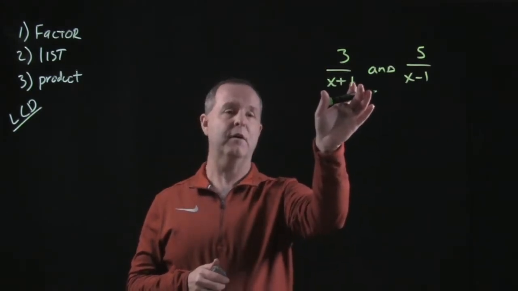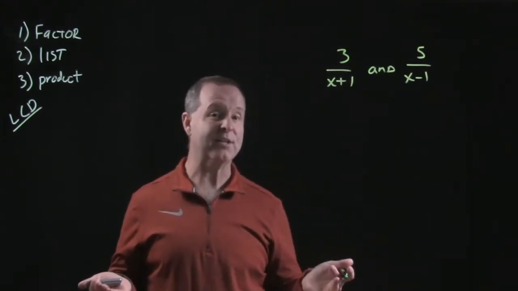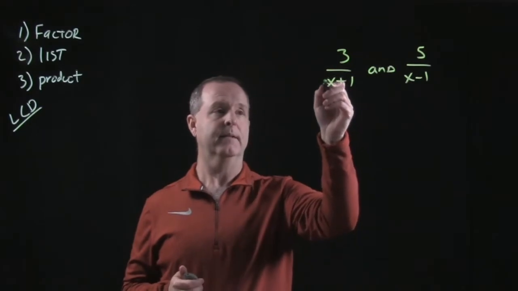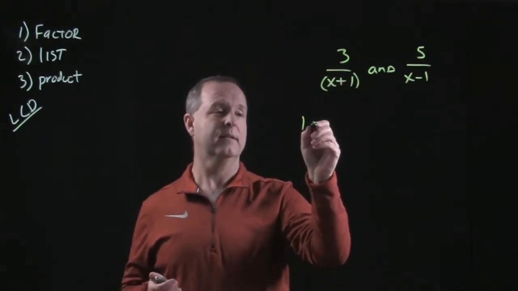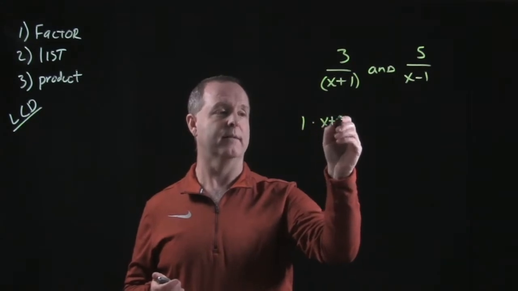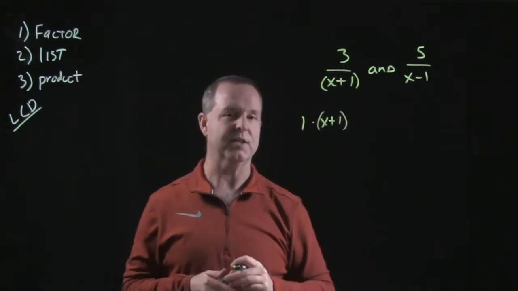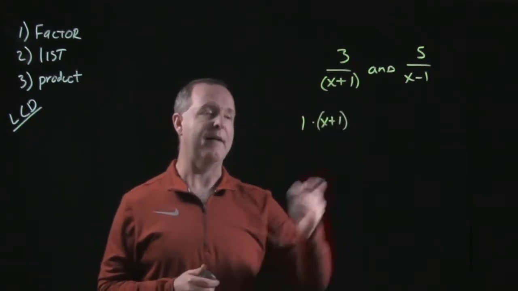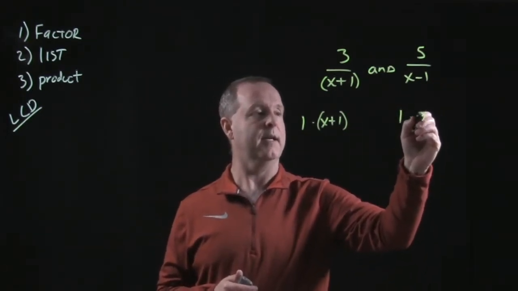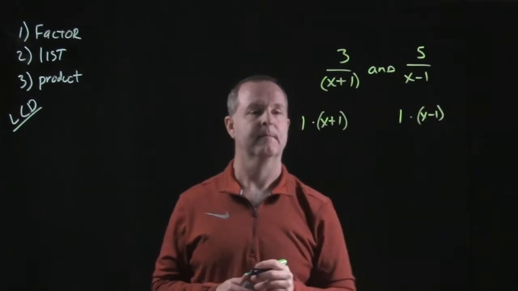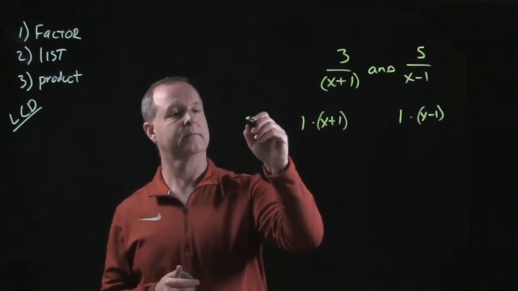So I look at my first denominator and I factor that down completely. This is an x plus a 1. So its factors are just 1 times x plus 1. Basically, it's just an x plus a 1. I factor my second term. Likewise, it's a 1 times an x minus 1. So that's how I factor.